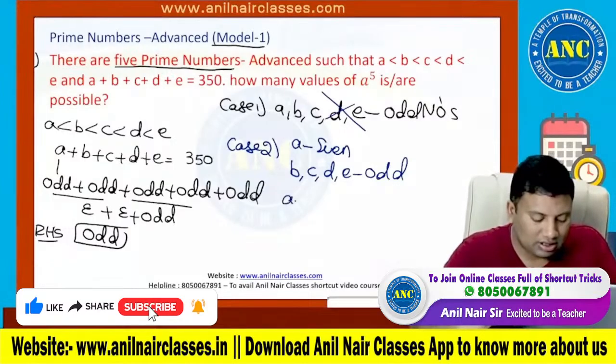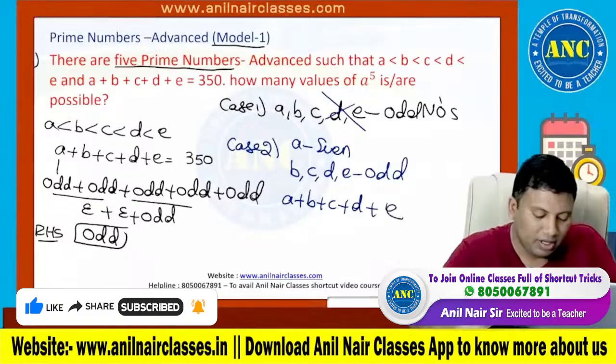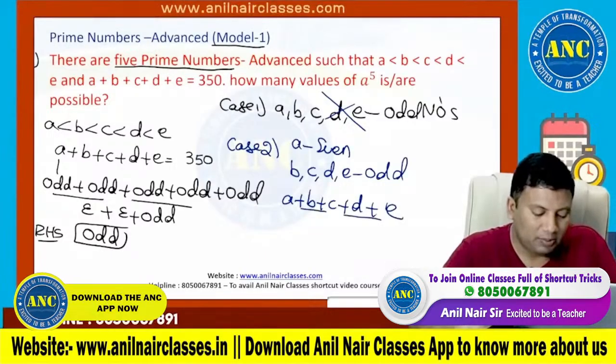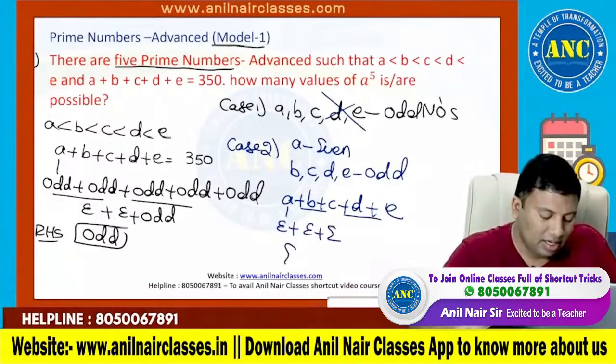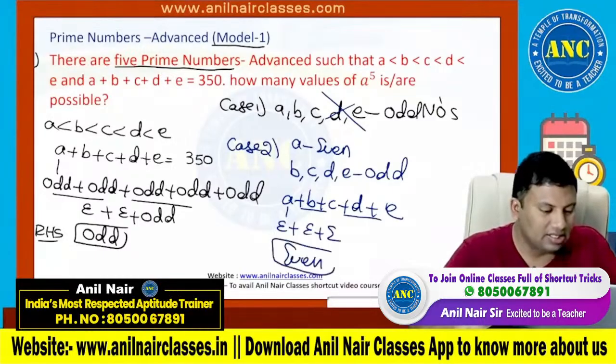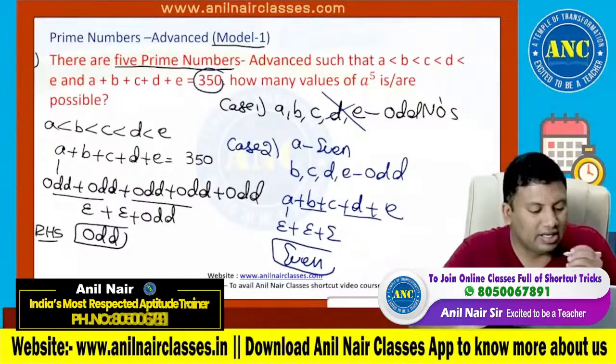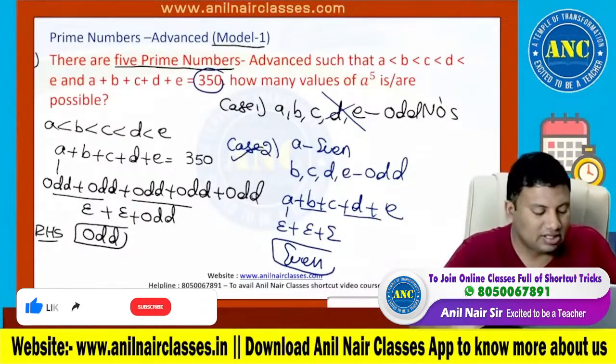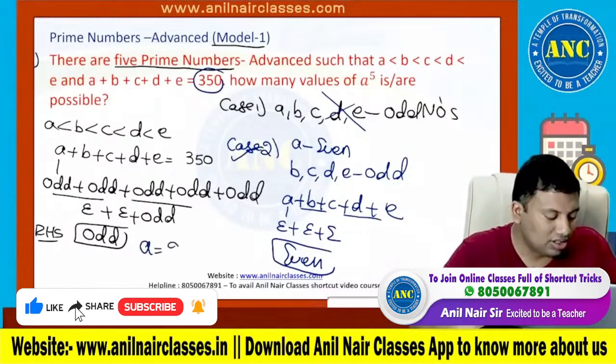So this is nothing but A plus B plus C plus D plus E. Odd plus odd, even. Odd plus odd, even. These are even, even plus even is even. Right hand side, it is an even number. This case is satisfied. The lowest prime number and even is 2.